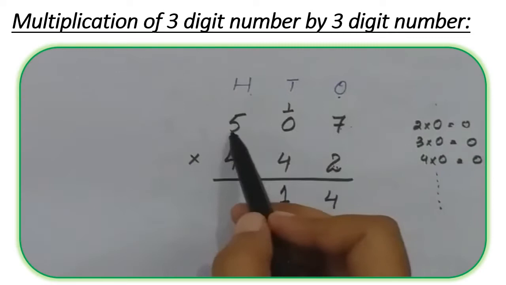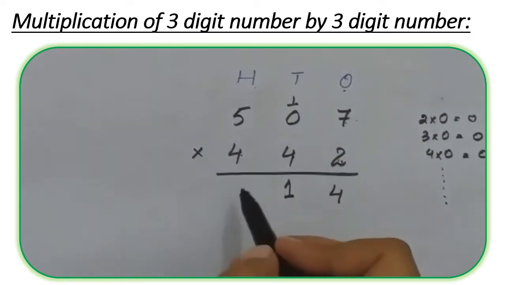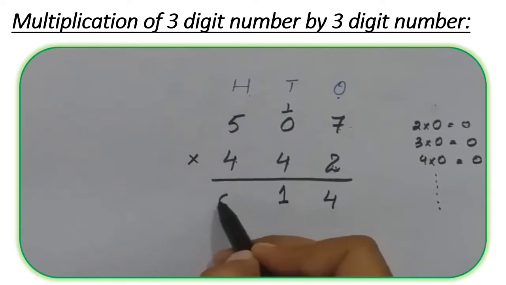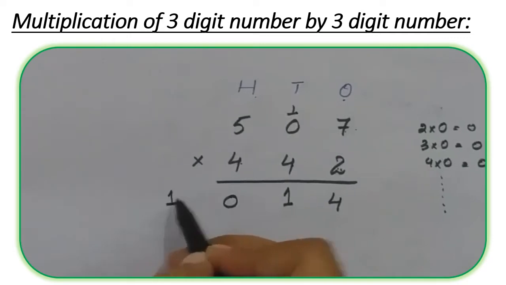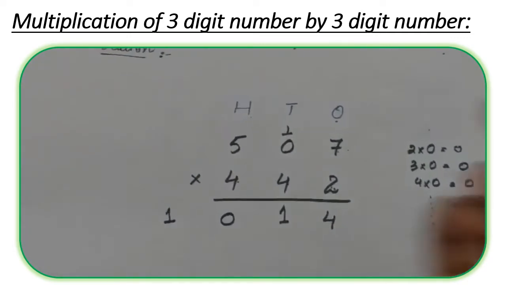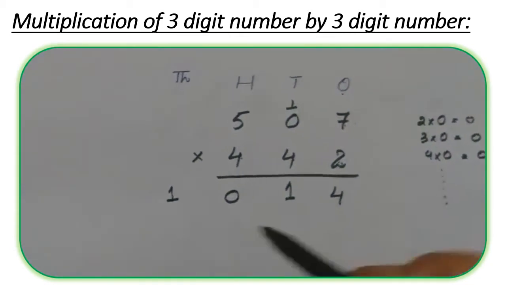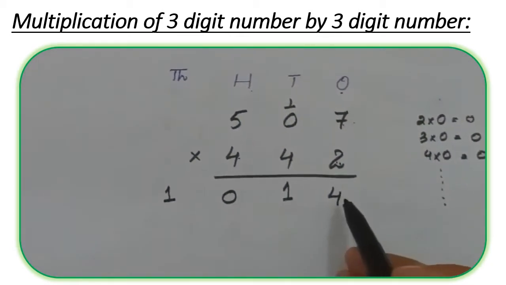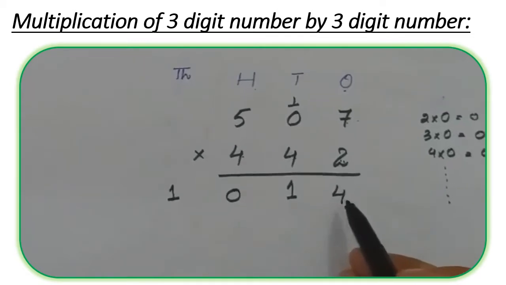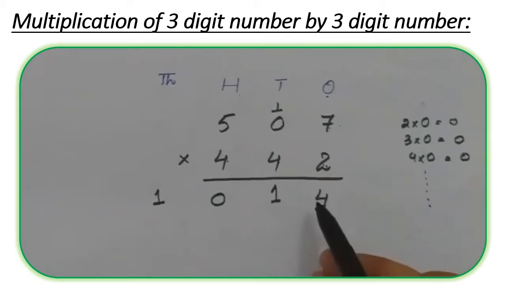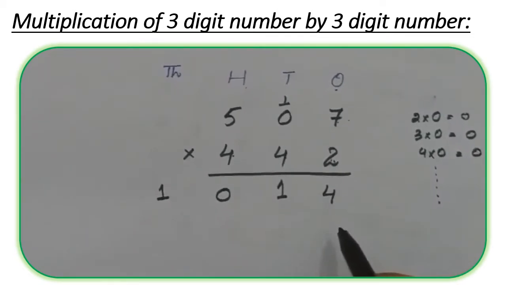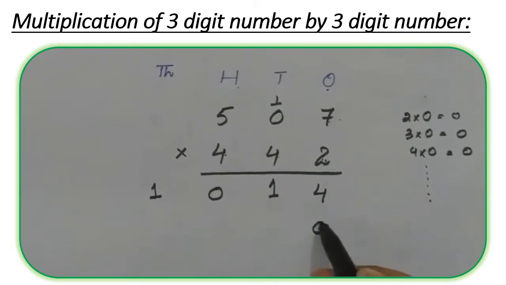Now 2 multiplied by 5 is equal to 10. So we will write 0 here and 1 in the thousands column. Now this was our step number 1. We have completed step 1. Now we will move towards step 2. Before starting step 2, we will place 0 in the ones column.